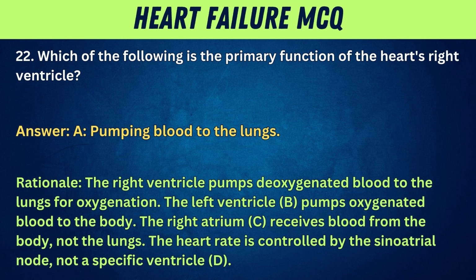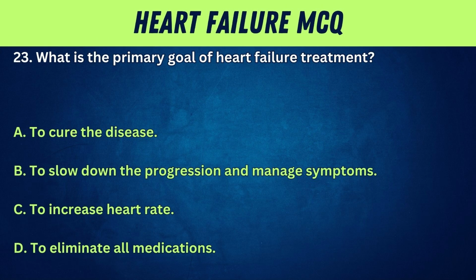The left ventricle (B) pumps oxygenated blood to the body. The right atrium (C) receives blood from the body, not the lungs. The heart rate is controlled by the sinoatrial node, not a specific ventricle (D). 23. What is the primary goal of heart failure treatment? A. To cure the disease. B. To slow down the progression and manage symptoms.